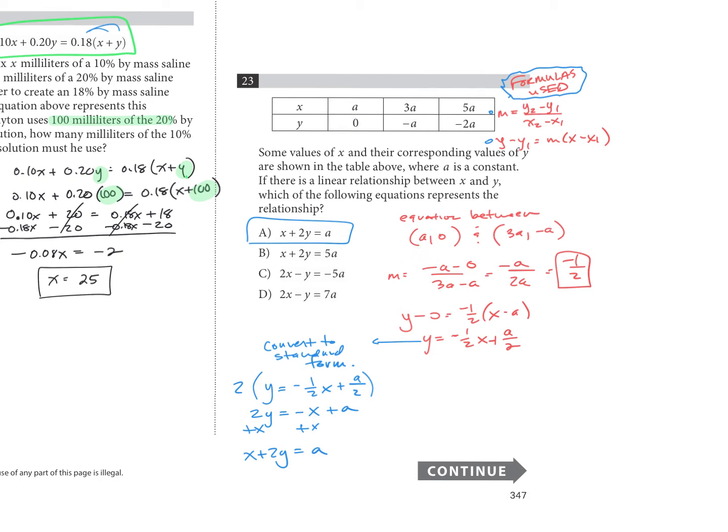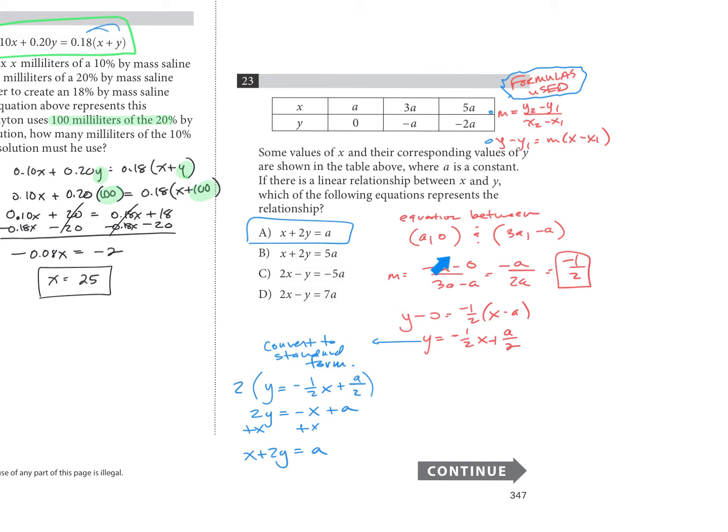I labeled the points a, 0, so x is a, y is 0, and the point 3a, negative a, so x is 3a and y is negative a. Then I found the slope between the 2 points, so negative a minus 0 over 3a minus a. And then I was able to cancel out the a's and see the slope was negative a half.